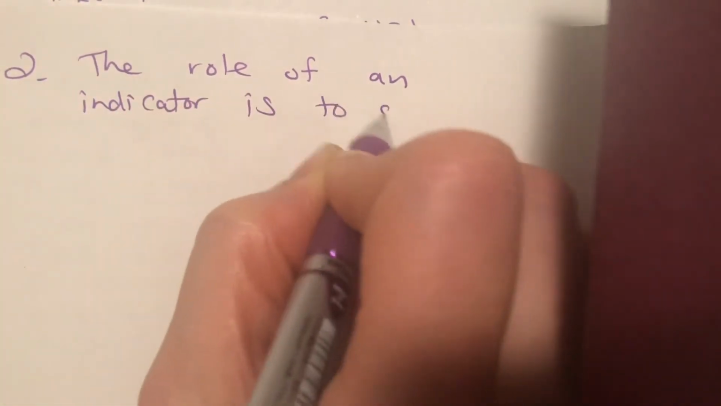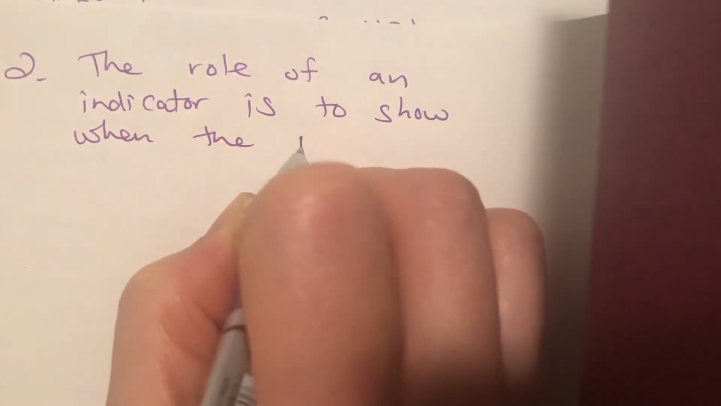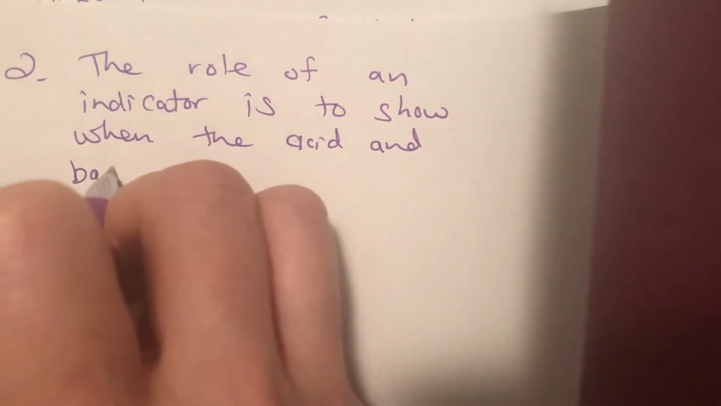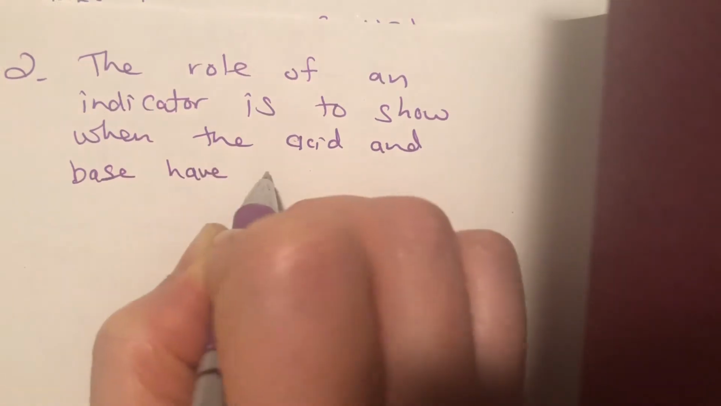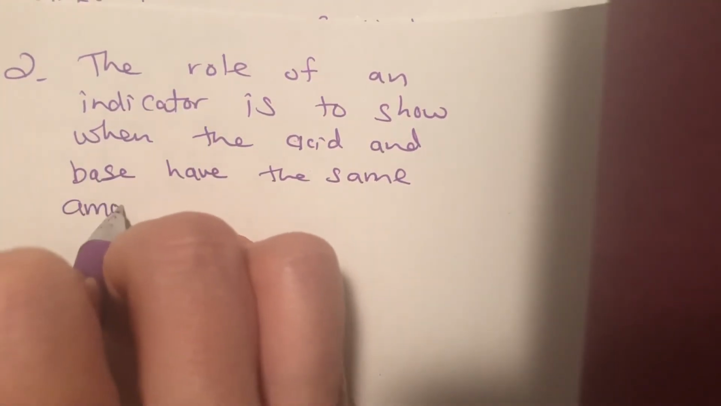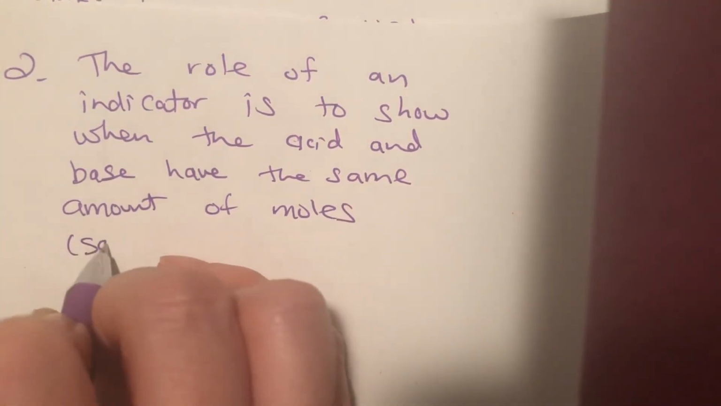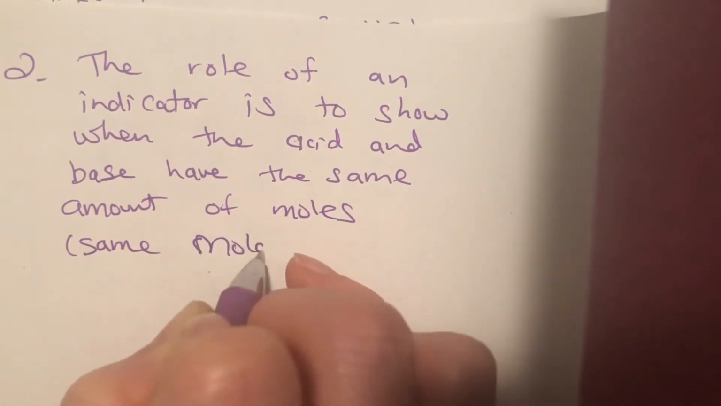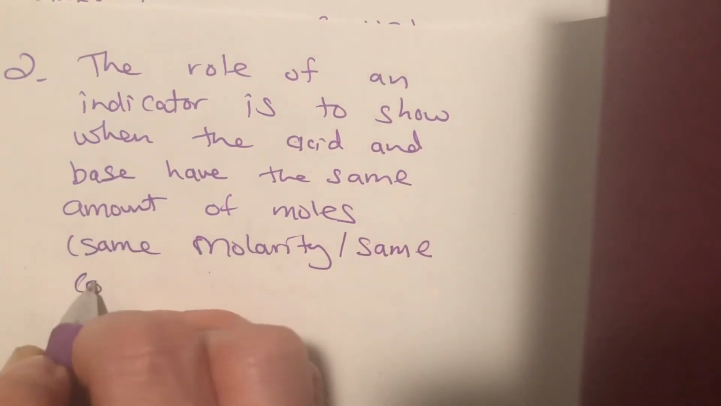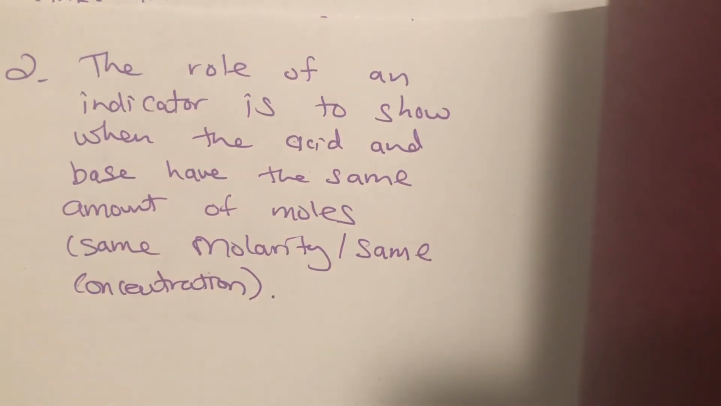is to show when the acid and base have the same amount of moles, or you can also say the same molarity, or the same concentration. So that's number 2.